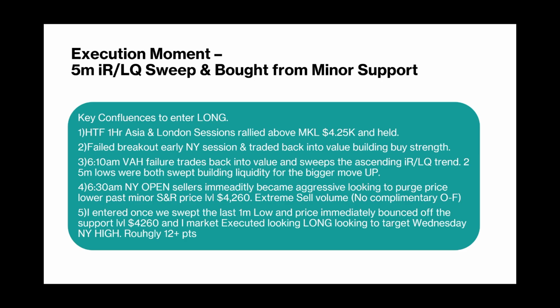building more buy strength. 3:16 a.m., the value area high failure trades back into value, and we sweep the ascending internal range liquidity trend line. And two of the 5 minute lows were both swept, building liquidity for the bigger move up. 4:30 a.m. New York open, sellers immediately became aggressive, looking to purge price lower past minor support and resistance level 4260 with extreme sell volume but no complementary order flow. All right, the fifth and final confluence, I entered once we swept that 1 minute low.